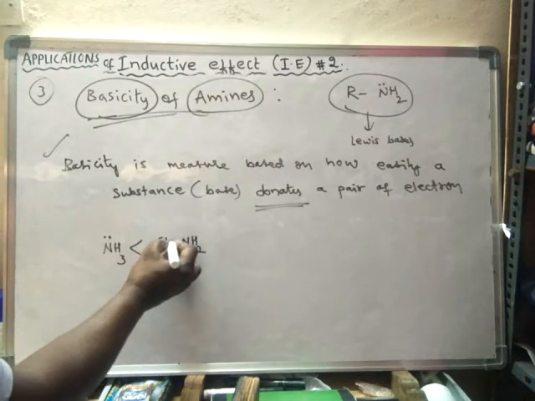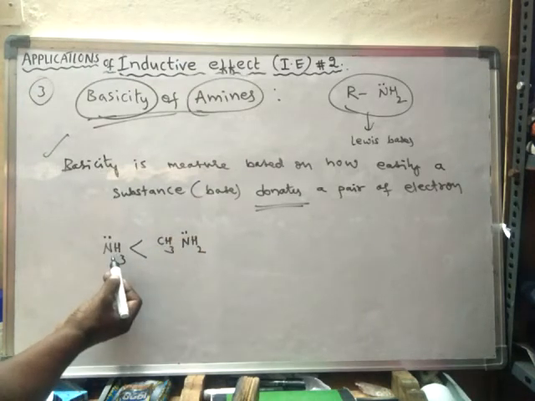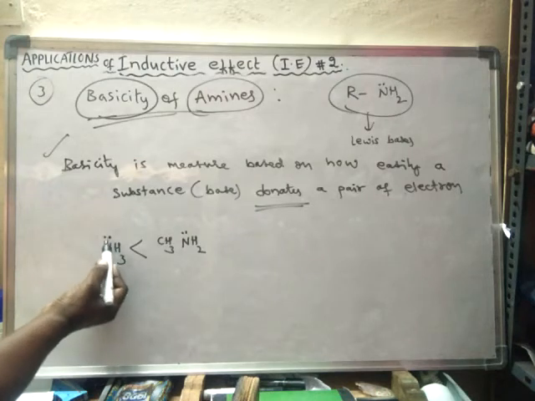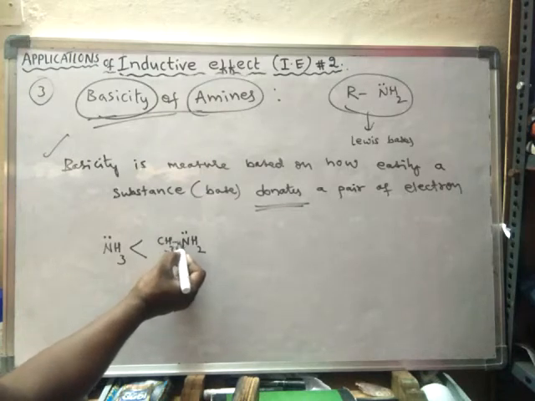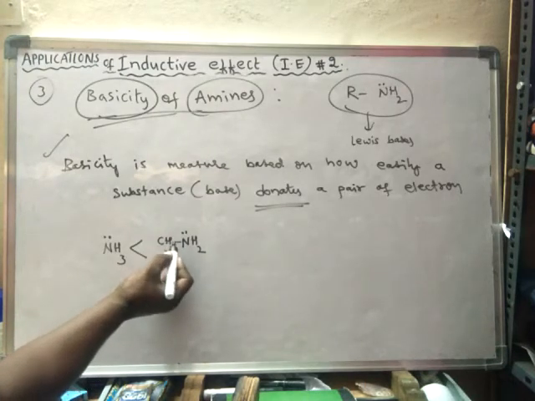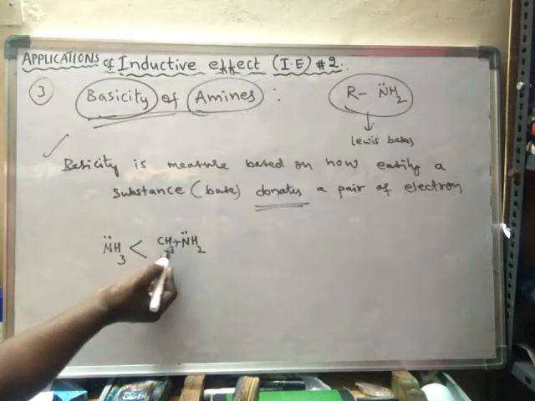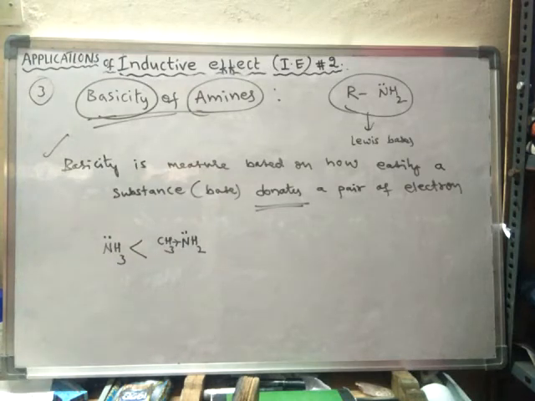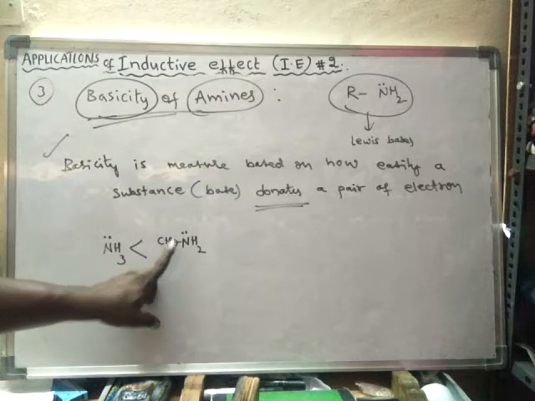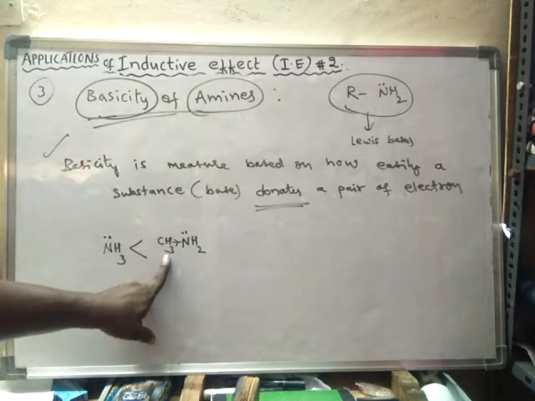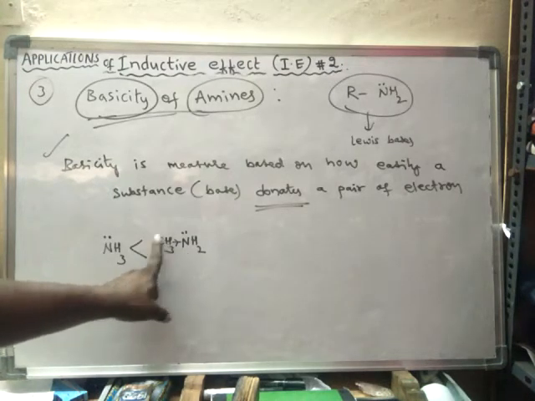For example, methylamine, because on nitrogen there is a lone pair of electrons, here also a lone pair of electrons, but here there is a methyl group. What happens? It is a plus IE group. Due to the presence of the plus IE group, this methyl group will pump electrons onto this nitrogen. A plus IE group always releases electrons to the atoms attached to it.